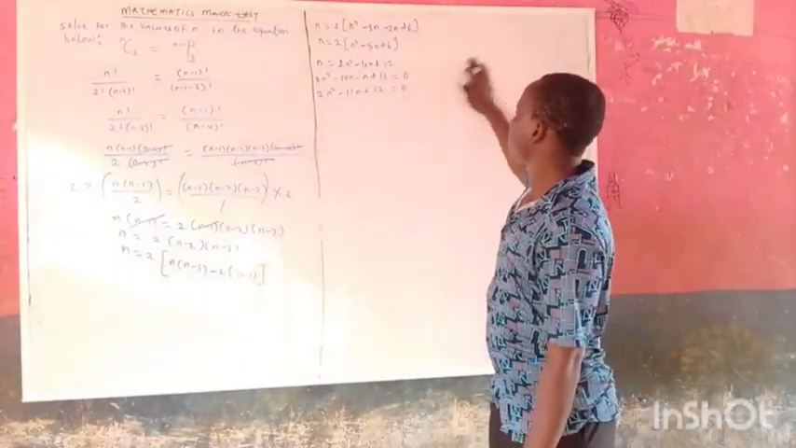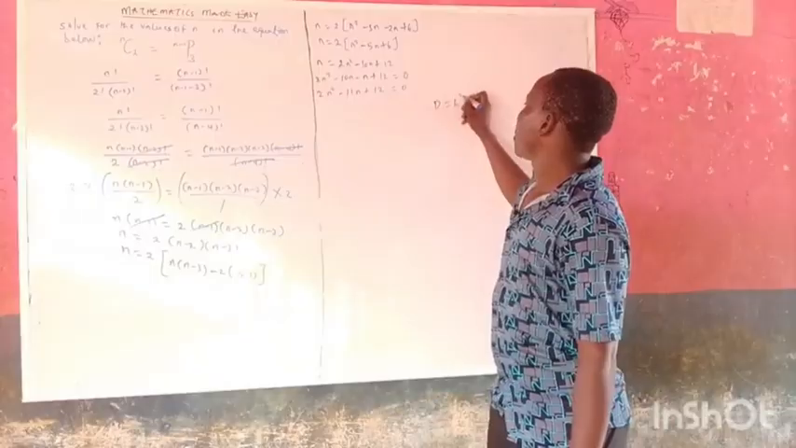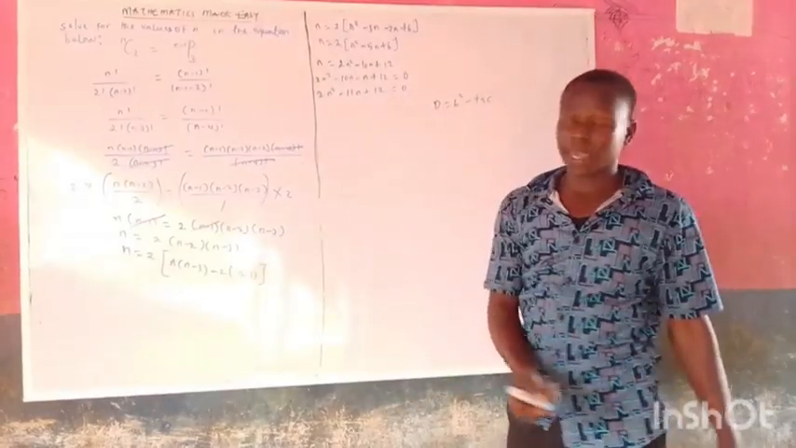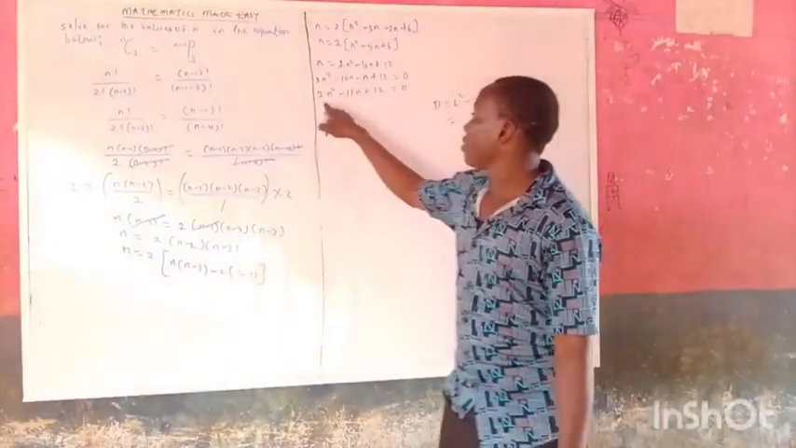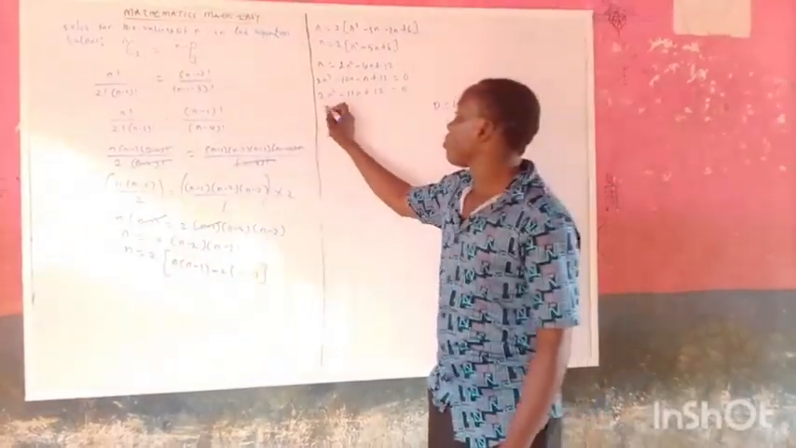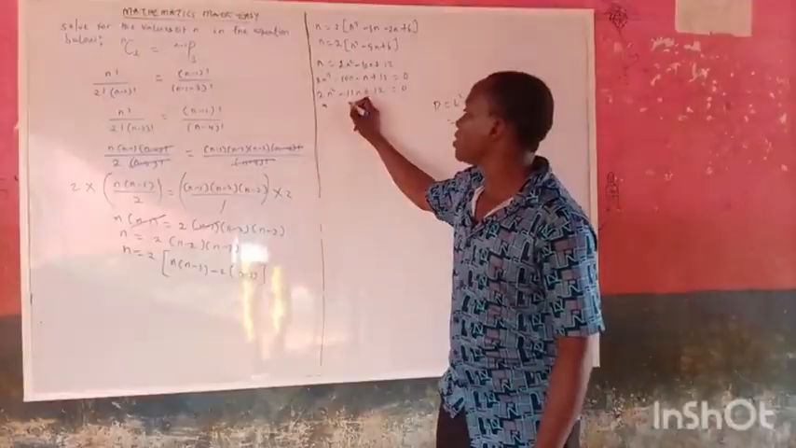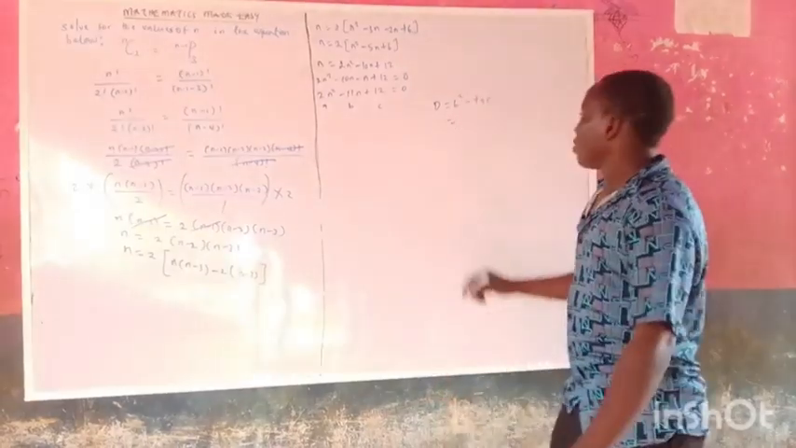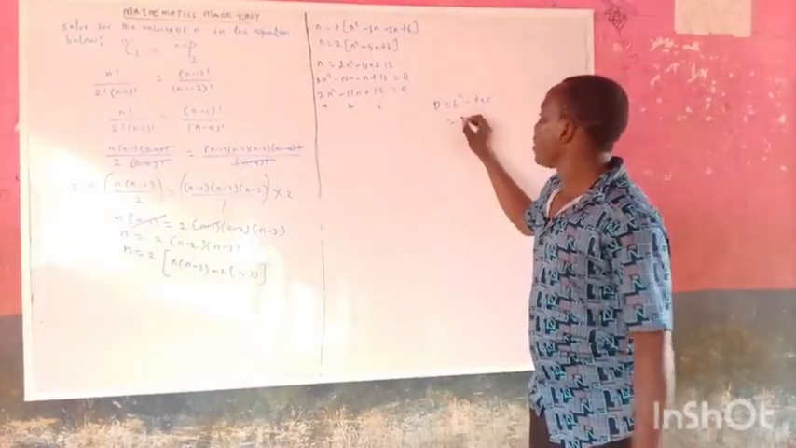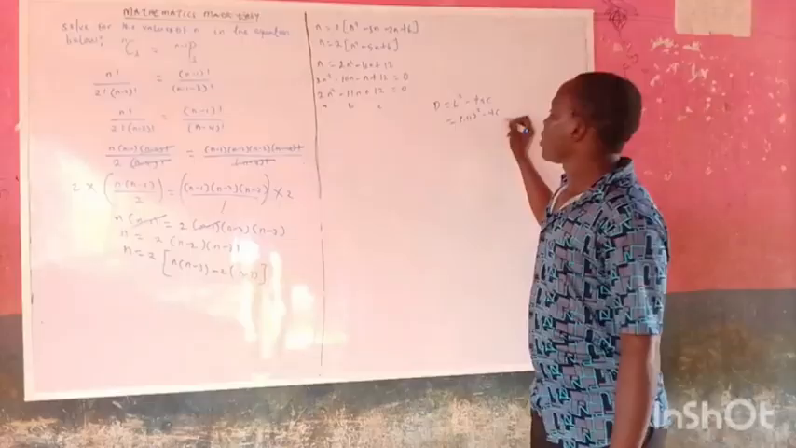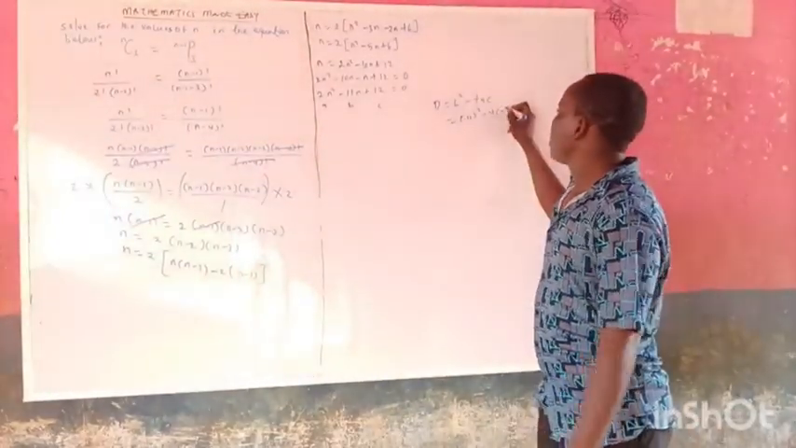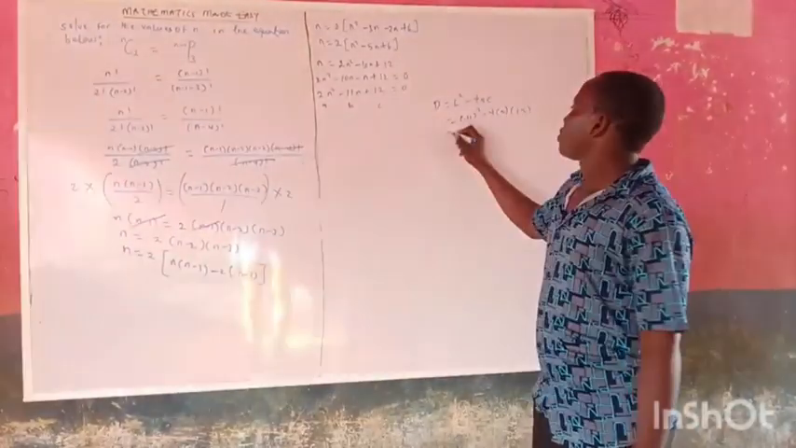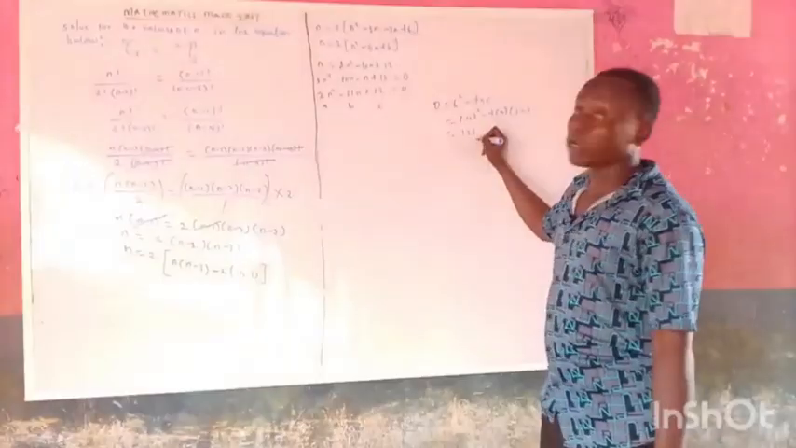Now let's check. How do you find your discriminant? Your discriminant equals b squared minus 4ac. Okay, so what is your a? Your a, that's the coefficient of n squared. What is your b? Coefficient of n, which is negative 11. What is your c? That's the constant there, which is your 12. Okay, this is b squared, that is negative 11 squared, then minus 4 into your a, which is 2, then your c, which is 12. So negative 11 squared, that should give us 121.